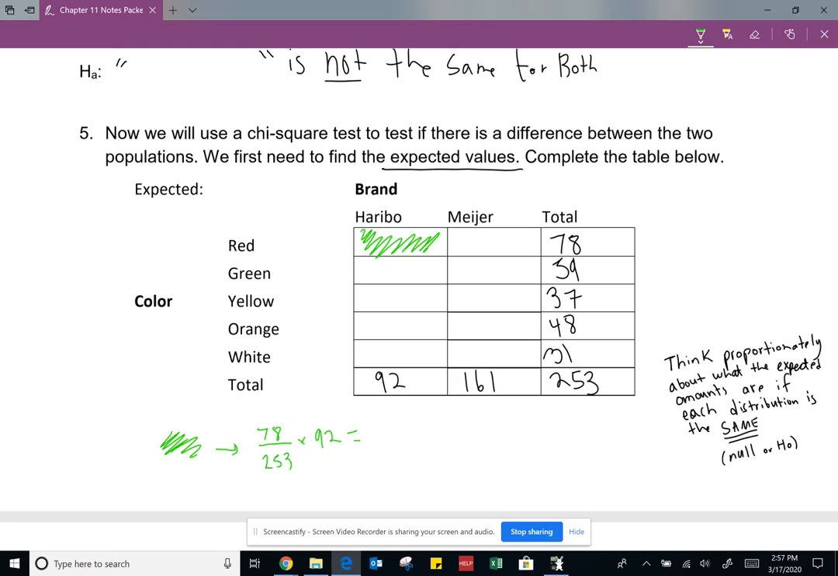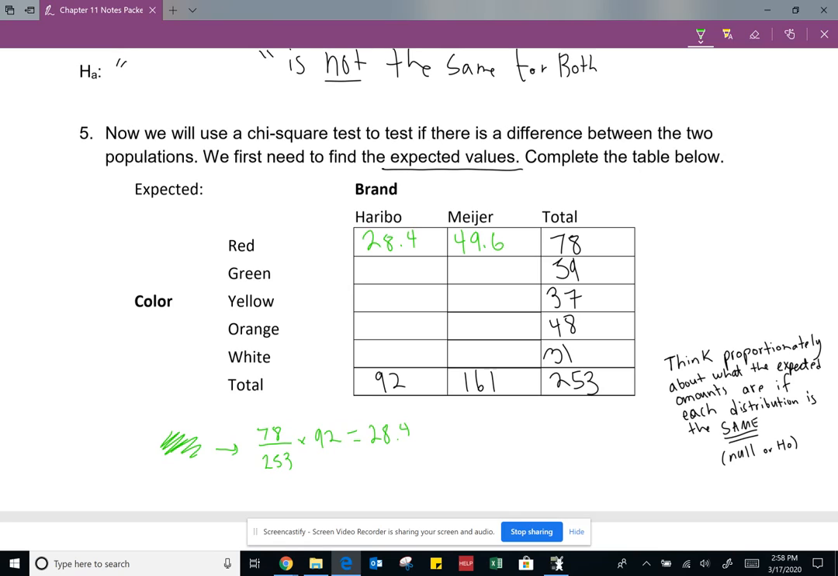And that's going to give us 28.4 red. And so we're expecting 28.4 red Haribo, and then you can just do 78 minus 28.4 to give you the other brand, and that'd be 49.6. And so that's one option of doing it.